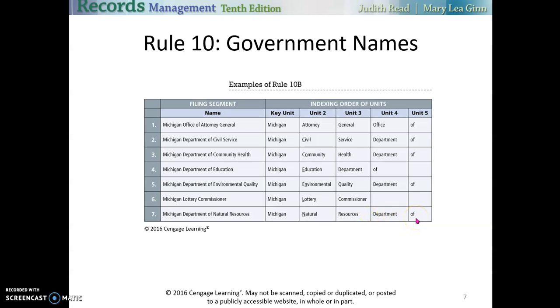Again, just to reemphasize, you never use department or office as a third unit. They are going to follow after you pick out the distinctive name of the department or the office.